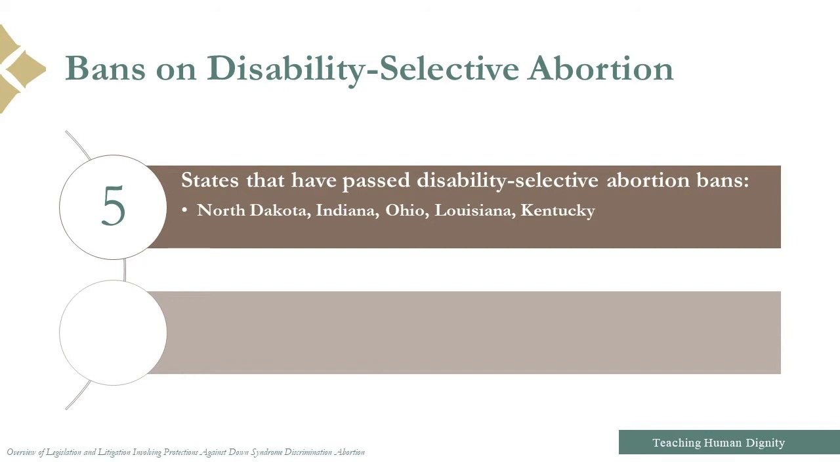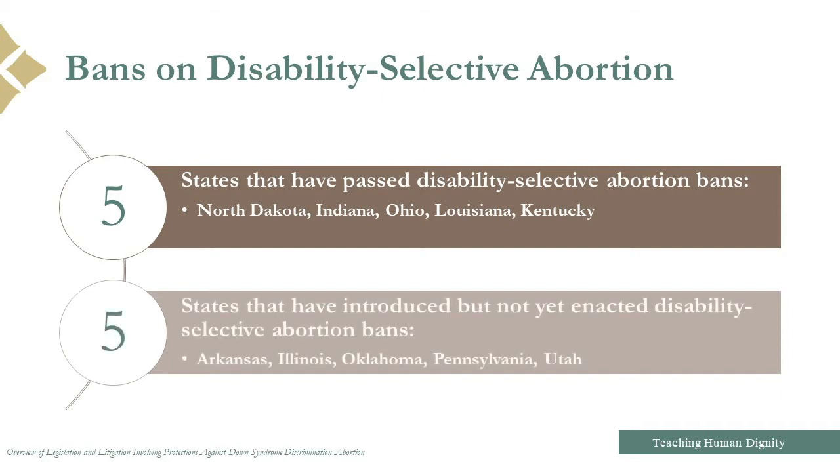both of these issues. Not only do we have disability selective abortion bans that have been passed in 5 states. Actually, North Dakota is the only one where it currently is in place. The other ones have been challenged in the courts, but they still were passed. There are 5 more states that have introduced but not yet enacted disability selective abortion bans. And it turns out that actually the strongest argument in favor of these bans has been the argument that this practice is eugenic.